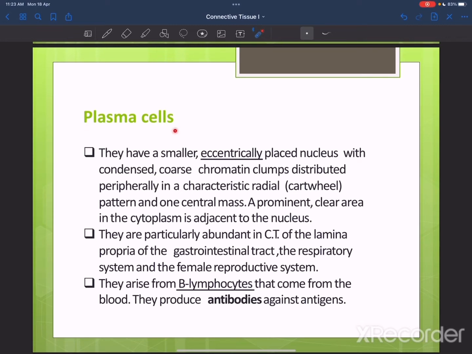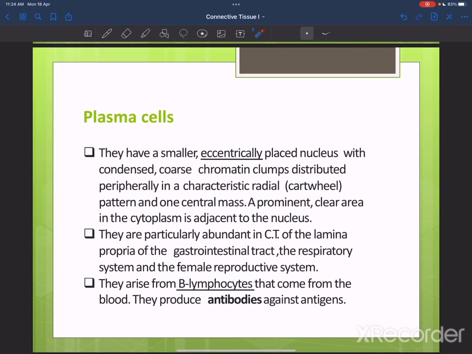Regarding the plasma cell, they have a smaller eccentrically placed nucleus, and have condensed coarse chromatin clumps, and these clumps of chromatin are arranged in two ways. One is a central clump of chromatin, and a group of chromatin scattered around the cell wall, in the cytoplasm near the cell wall, forming a structure called cartwheel. In some textbooks it is called face clock, meaning the chromatin is arranged like the numbers of the watch. So it is either in cartwheel arrangement or face clock arrangement.